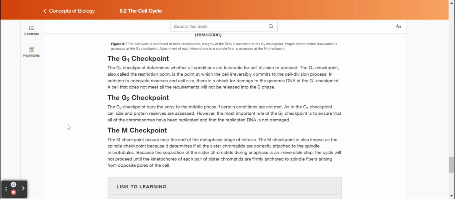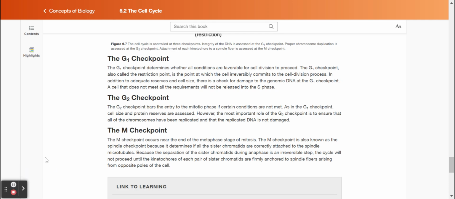The G1 checkpoint. The G1 checkpoint determines whether all conditions are favorable for cell division to proceed. The G1 checkpoint, also called the restriction point, is the point at which the cell irreversibly commits to the cell division process. In addition to adequate reserves and cell size, there is a check for damage to the genomic DNA at the G1 checkpoint. A cell that does not meet all the requirements will not be released into the S phase.